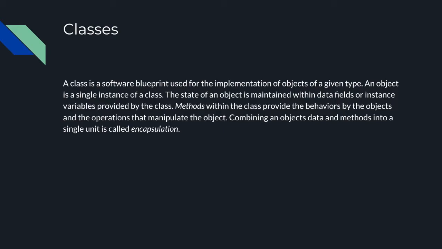A class is a software blueprint used for the implementation of objects of a given type. Inside these classes, there is a single instance which we learned is called an object. The state of an object is maintained within data fields or instance variables provided by the class. Inside of the class, there are methods which provide the behaviors of the object and the operations that manipulate the object. Combining an object's data and methods into a single unit is called encapsulation.